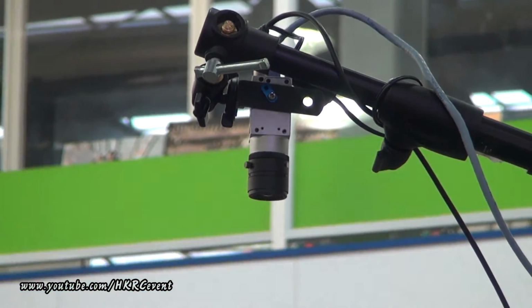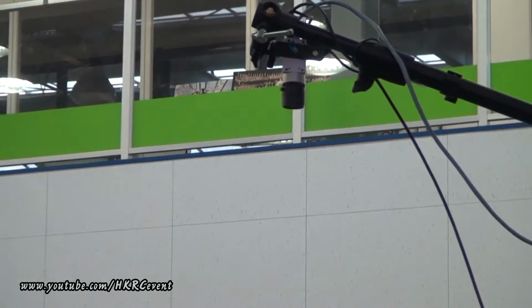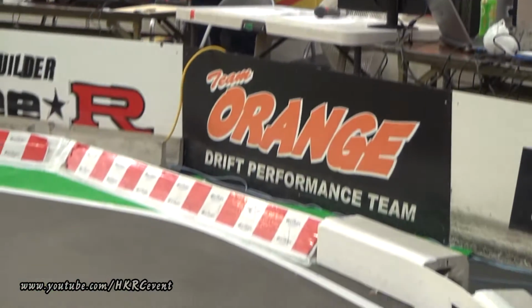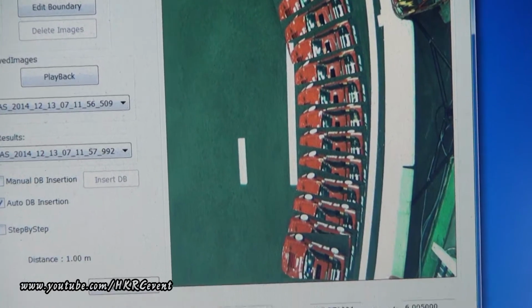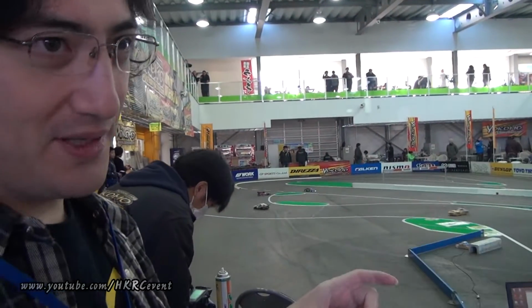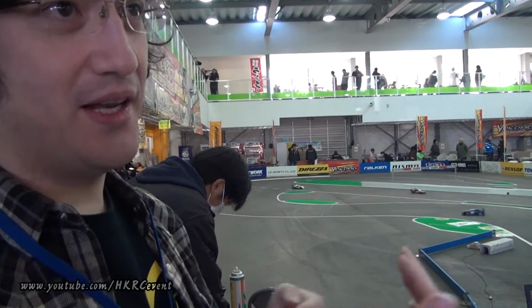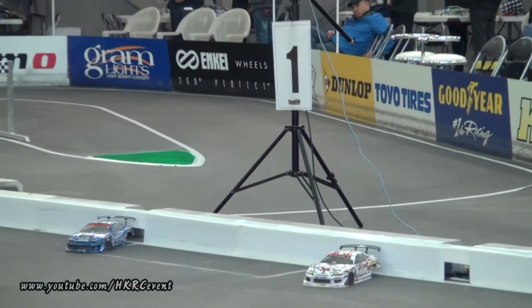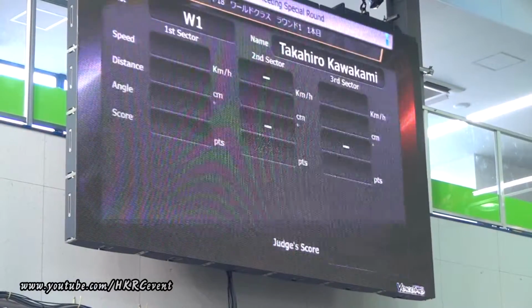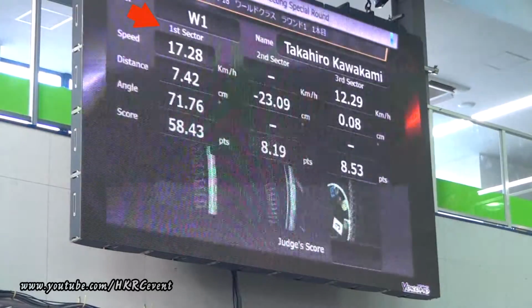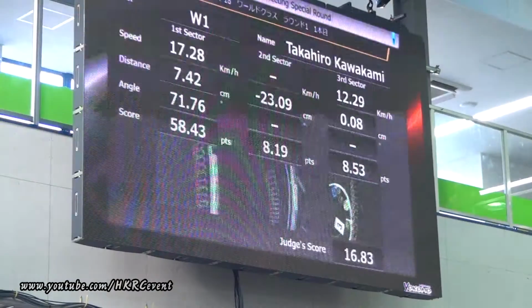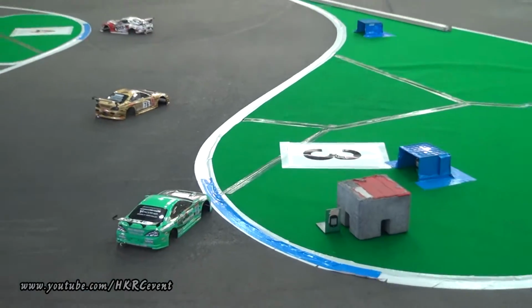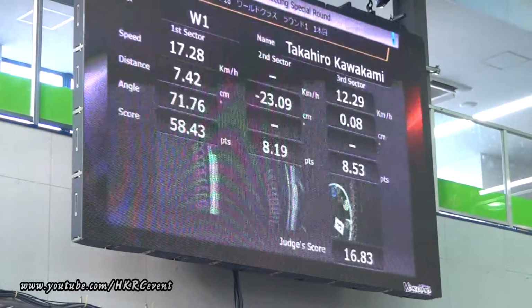At each sector, we have at least 1 camera looking down at the track. Using that camera, when the car goes through, we take multiple pictures and look at the angle of the car relative to the wall, and also distance, and we can also calculate the speed. For example, today, for sector 1, we're using angle, speed, and distance. For sector 2, we're using distance only. And for sector 3, we're using distance and speed.